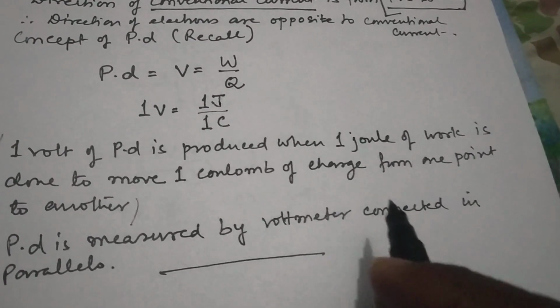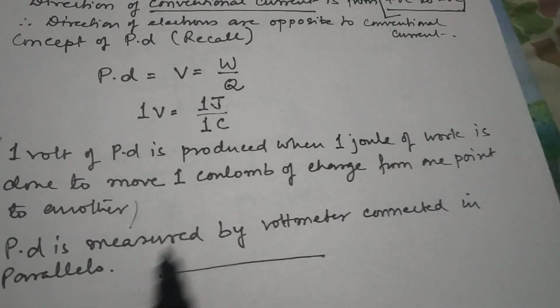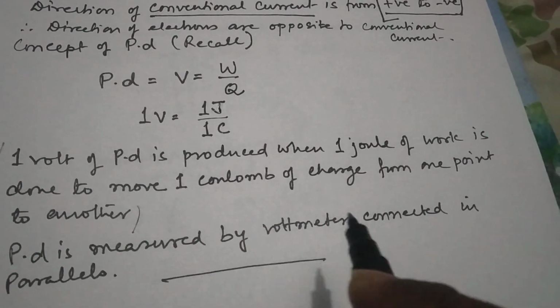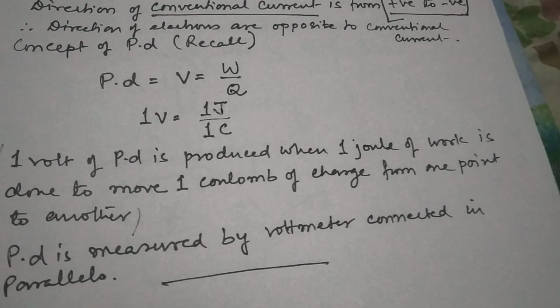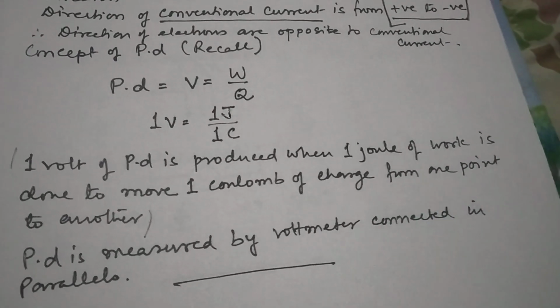Ammeter, we already discussed, is connected in series, right? Ammeter, which measures the current, is connected in series, and PD, the other name for voltage, is measured by the voltmeter, connected in parallel. I hope it is clear again. So we move to the next page now.